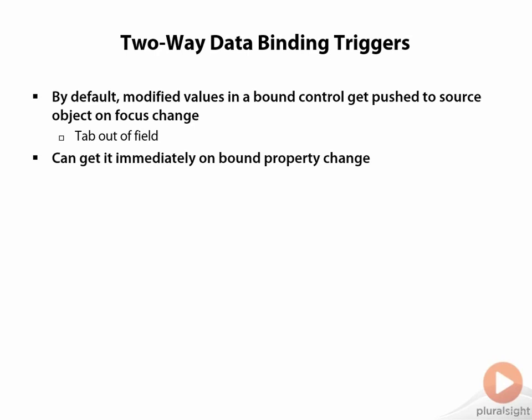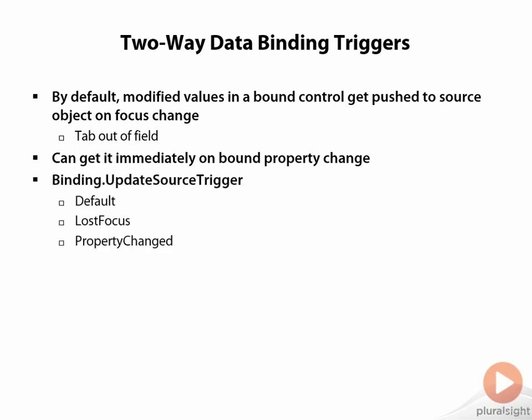You want it keystroke by keystroke in a text box, for example, or you want it as a slider bar is being slid. To do that, you can use a property on the binding called update source trigger. The default value is called default, and it basically means lost focus for most controls. There's also a value called lost focus, and then there's the property change value. Property change says whenever the target property changes, such as text on a text box, which will happen with every keystroke, or the position on a slider, then you want to push that current value down into the source object.